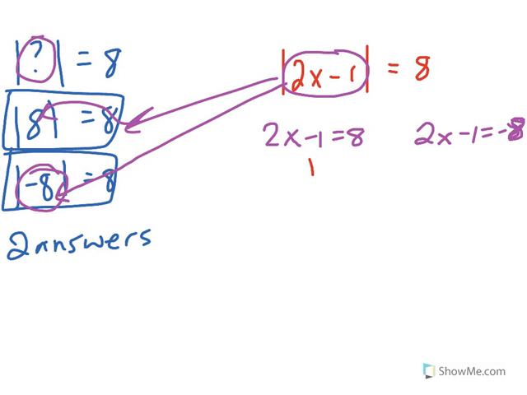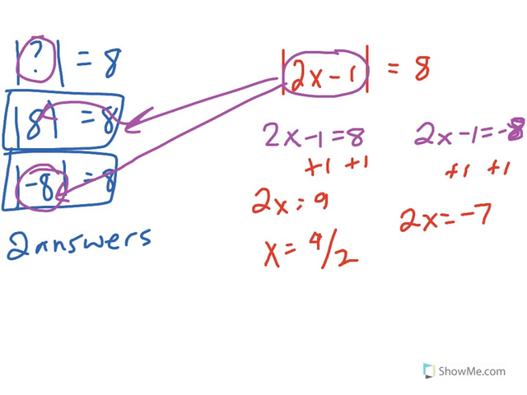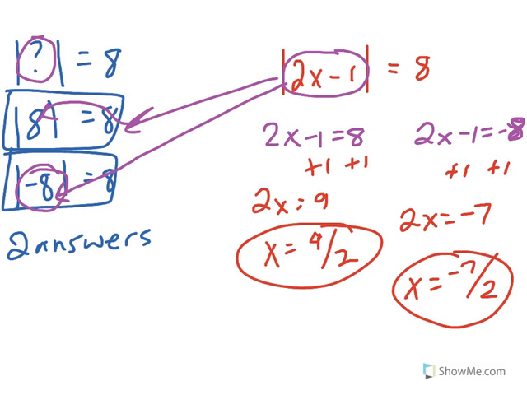So if I solve this one, I add 1 to both sides, and I get 2x equals 9. And I divide by 2, and I get x equals 9 halves. Over here, I add 1 to both sides, and I get 2x equals negative 7. x is negative 7 halves. See how those numbers are completely different from each other? It's not like they're just positives and negatives or opposites.